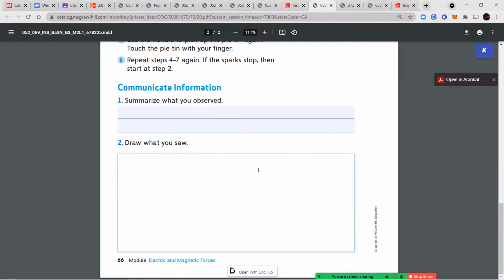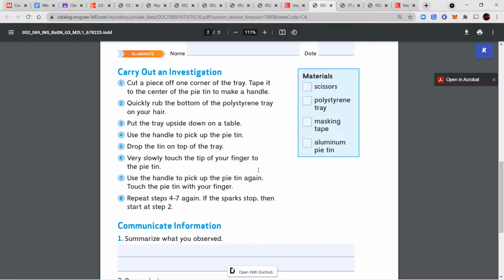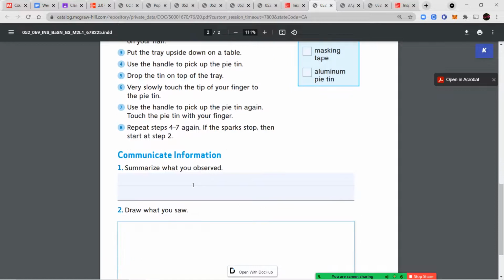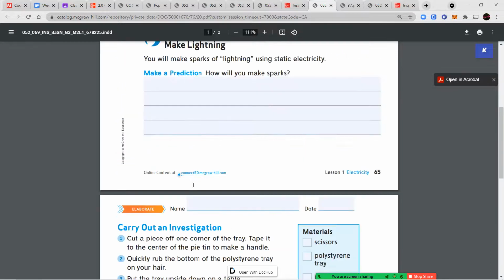You're going to write a prediction on how you're going to make those sparks. Now for this next activity on page 66, this is going to be an extra credit activity that you can complete at home. You'll need scissors, polystyrene, which is basically a styrofoam tray, some masking tape, and an aluminum pie tin. You'll have the directions over here and 2 questions to answer at the bottom. Summarize what you observed and then draw what you saw.